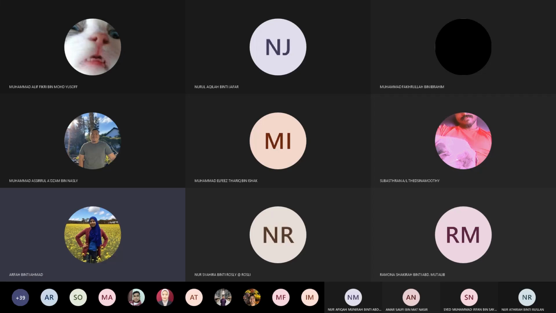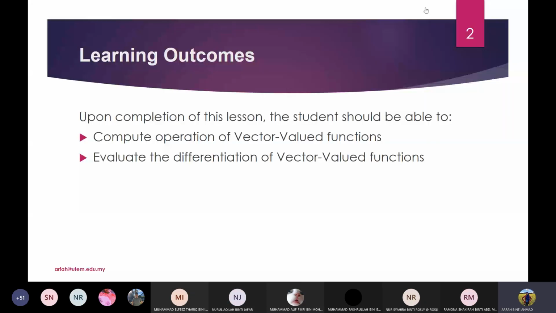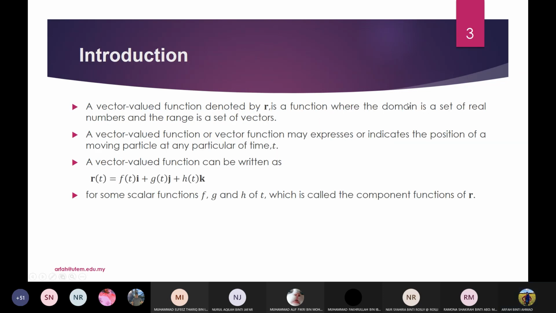Okay, upon completion of this chapter, you should be able to compute the operation of vector value function and then evaluate the differentiation of vector value function. Okay. So for the introduction, what does it mean by vector value function?